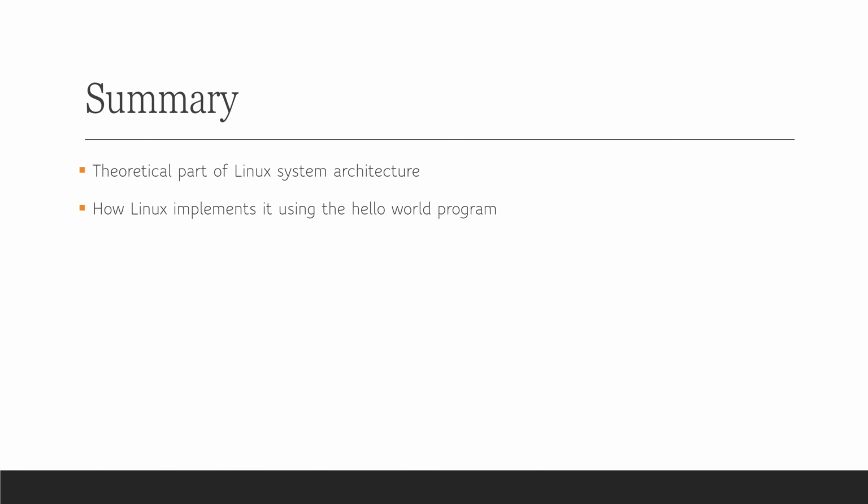As a summary, in this video, we have understood the theoretical part of the Linux system architecture, how the hardware is protected by the kernel, and we understood how Linux implemented this system architecture by dissecting a simple hello world program. At the end, we understood the privilege levels of CPUs and with that help we understood what will happen if an application misbehaves.